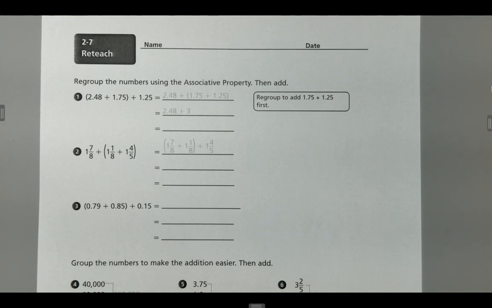Lesson 2-7, a blast from the past. Two old but true math properties that you have heard of before and will be seen again.